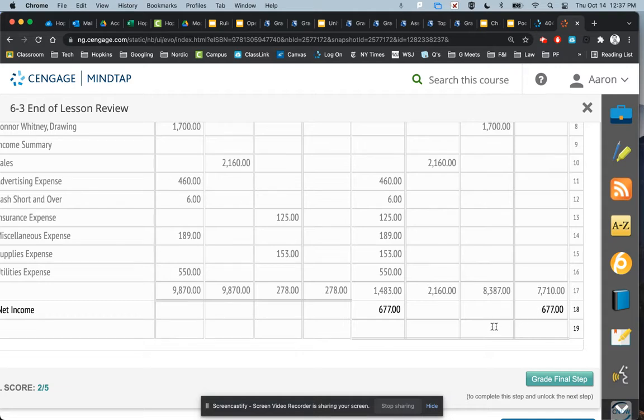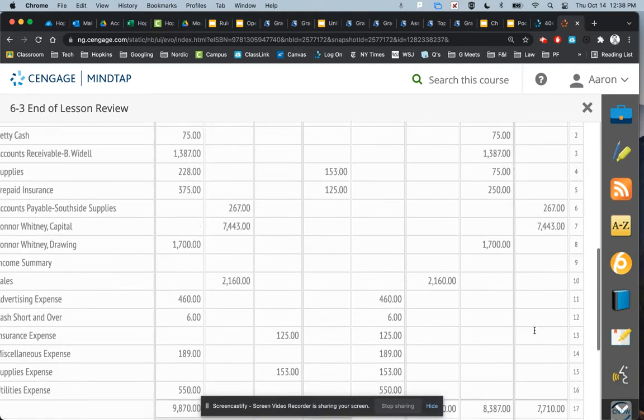Now look at what happens if we add these columns. So the next step is to add these numbers here. 1483 plus 677 equals 2160, plus 0 is just 2160. We'll move down, 8387. And then finally, if we add 7,710 plus 677, we get 8387. And so this is the really important one to look at. Debits equal credits on the balance sheet.